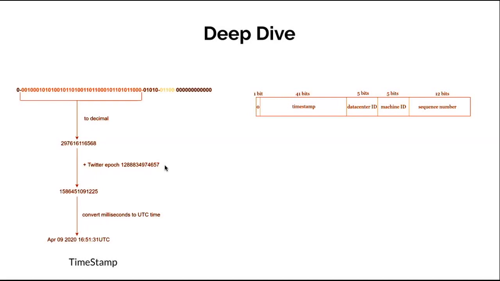Having a custom epoch time close to today's date delays the overflow time. After 69 years, we will need a new epoch time or adopt other techniques to migrate IDs. So that is the thing about the timestamp.